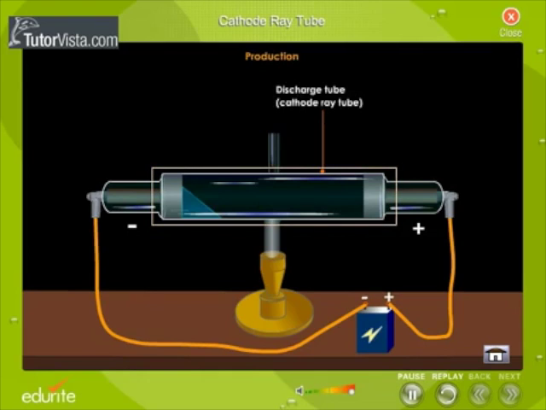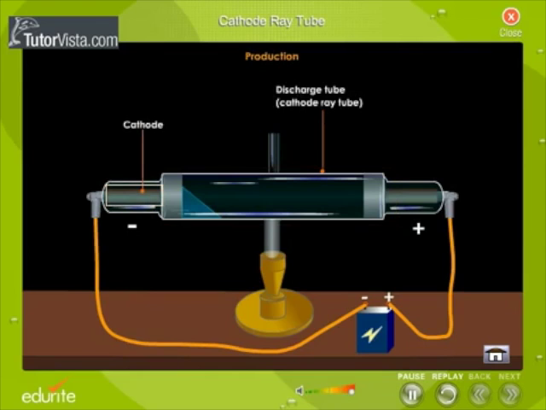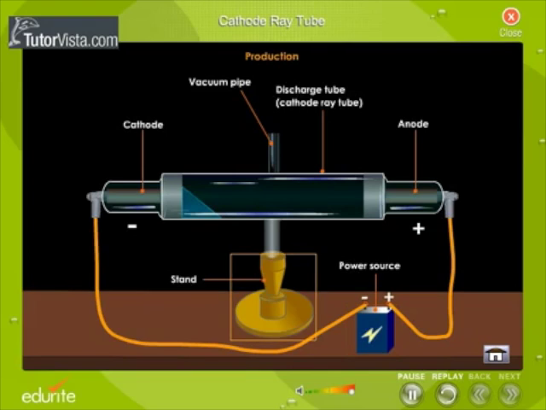The cathode ray tube is a partially evacuated glass tube with cathode and anode placed at the ends of the tube. A vacuum pump is used to partially evacuate the tube. The cathode is connected to the power source with the help of a clip. The tube is supported on a stand.